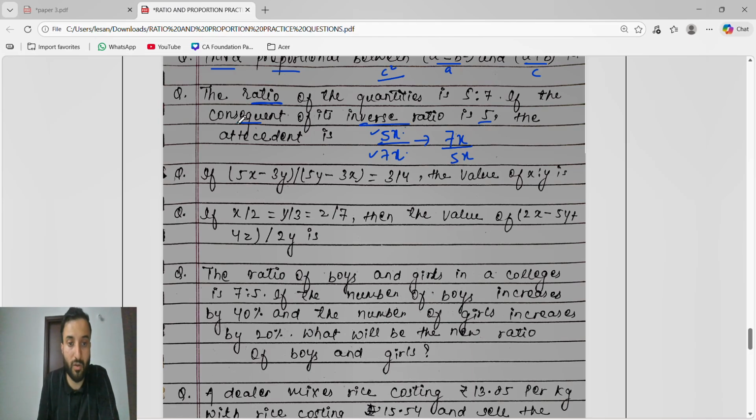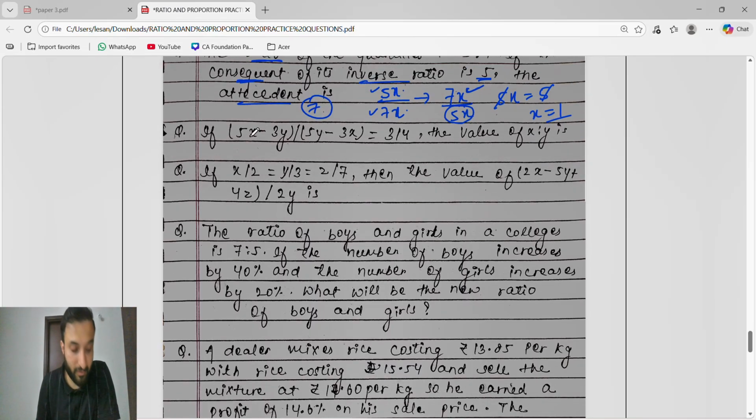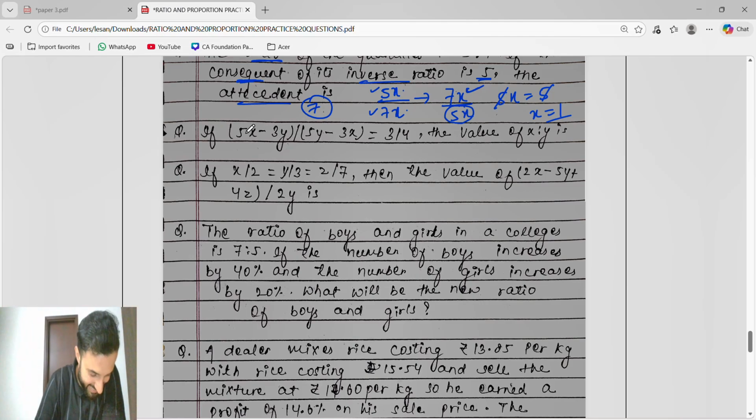Here what we have to see? Consequent is 5. The consequent here is this 5x. The consequent 5x is 5. 5 will get cancelled, x is equal to 1. You have to find the antecedent. So bhaiya look, what is the antecedent here? 7x is the antecedent, x is 1, so 7. Done. Okay, now next.